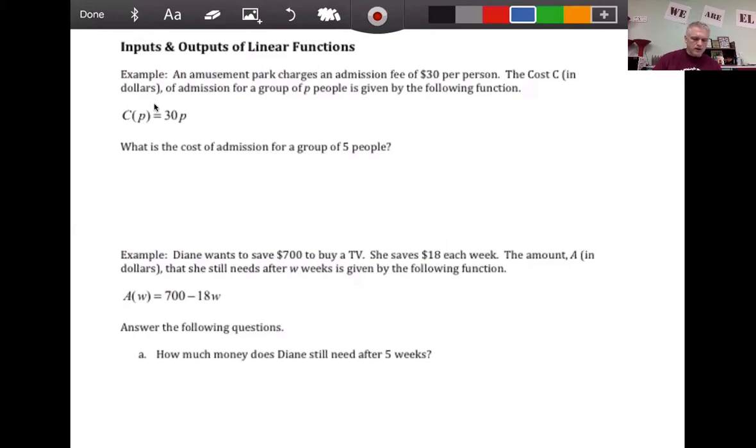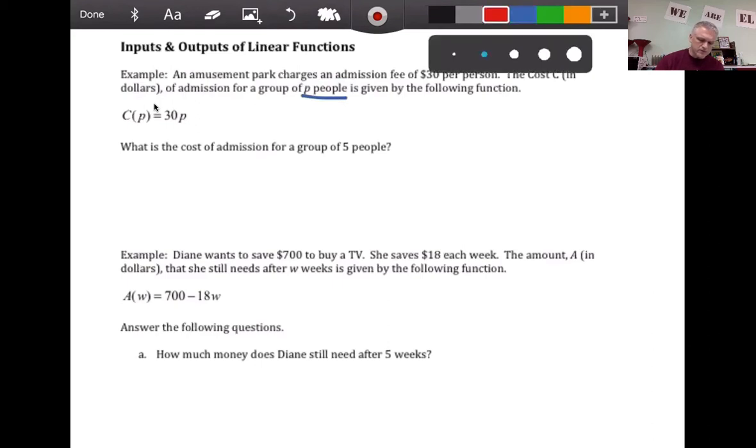Okay, let's read this example first. An amusement park charges an admission fee of $30 per person. The cost C in dollars of admission for a group of P people is given by the following function. So they gave you the function. Okay? That's cool. Now, the only thing you have to look at here is, what do the variables represent? Well, it tells you that P is how many people. Okay, so let's remember that. And then let's also remember that C is the cost. So the C of P is here. That's the cost. So the cost, depending on how many people, is equal to $30 times the number of people. Like if you had 2 people, $30 times 2 people, it costs $60.